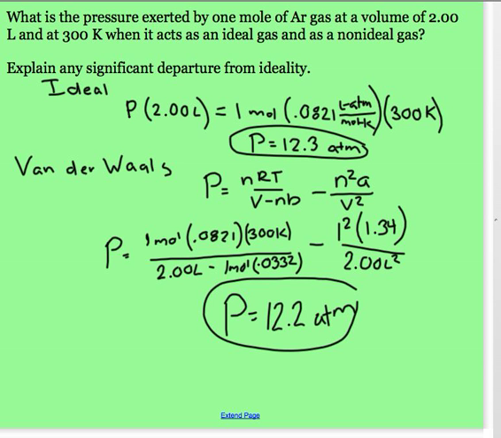this is not a large difference, but even here, we're only at 300 Kelvin and we're only at 2 liters. This is actually just like normal room temperature, and there's already a noticeable difference. So again, if you're going to, say, Mars, you would want someone to use the van der Waals equation to figure out your stuff as opposed to the ideal gas law.